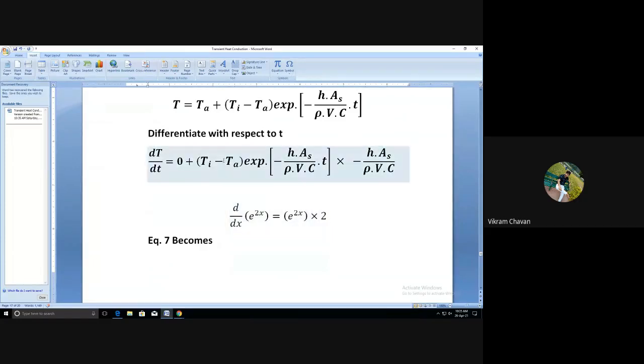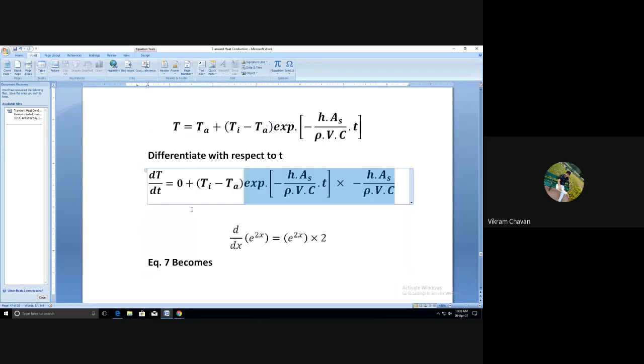In a similar fashion we have applied this rule for the differentiation of exponential of minus h multiplied by A suffix s divided by rho Vc multiplied by t. Here t is the variable only and this term is the constant. So the differentiation of this bracket will be exponential of bracket multiplied by the constant, which is minus h multiplied by A suffix s divided by rho Vc. Is there any question, any doubt?